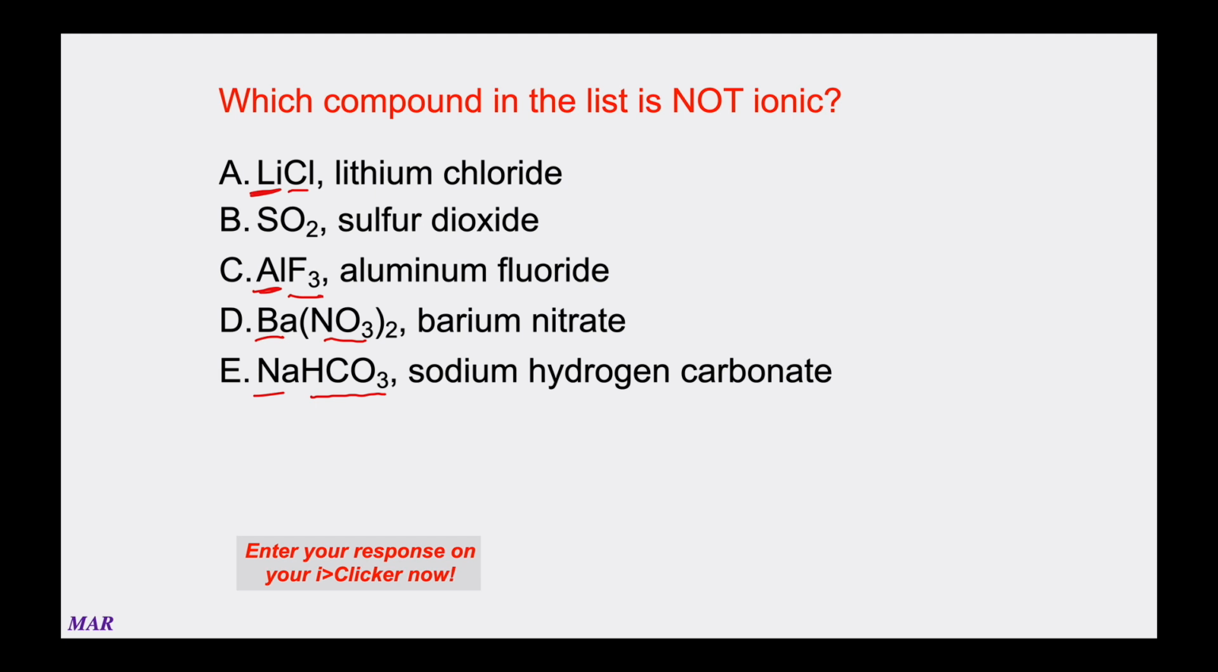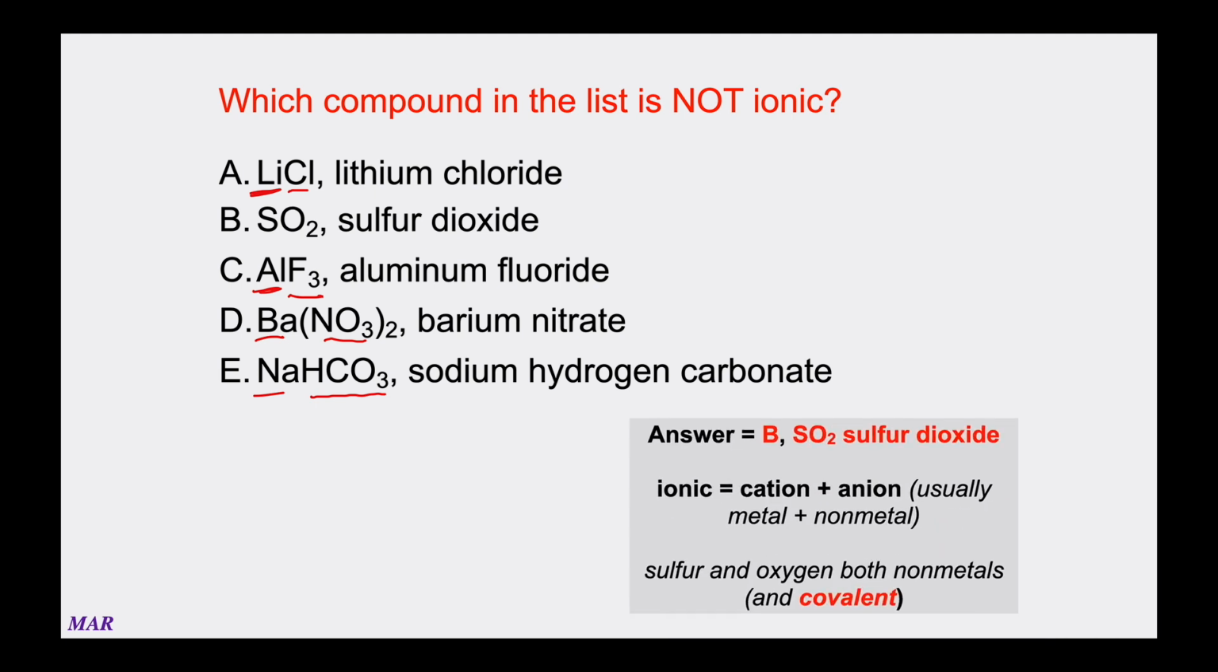Now, on B, sulfur is not a metal. It's a non-metal. It's above that metalloid line. The oxygen is called oxide because it gains 2 electrons, and that'll be important to us later. But for right now, because it's a non-metal with a non-metal, answer B is not an ionic bond. In an ionic bond, you have to have a cation and an anion coming together. Sulfur and oxygen, 2 nonmetals, they would use covalent bonds.